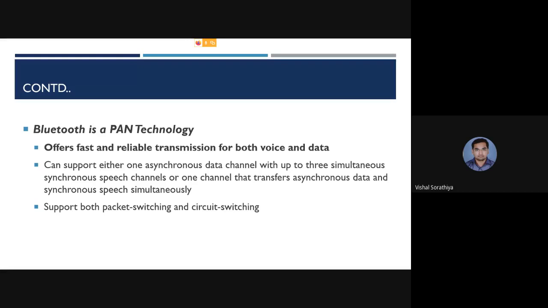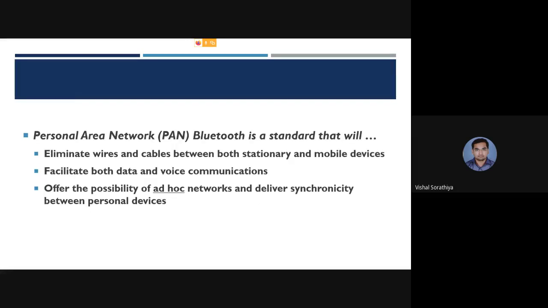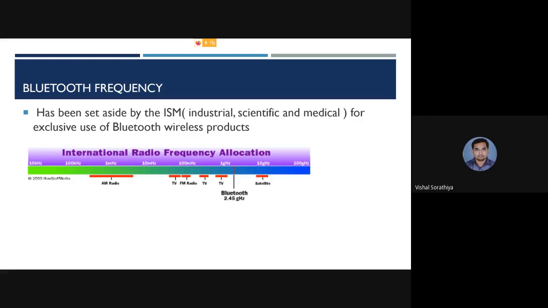It supports both packet and circuit switching, and now you know the difference between them, what packet switching is and what circuit switching is. So it works on both of them. It's a personal area network. Bluetooth is a standard that eliminates wires and cables and facilitates both data and voice communication. It offers the possibility of ad hoc network creation. That's all the stuff we have been discussing for a long time. So this is the range where Bluetooth works.